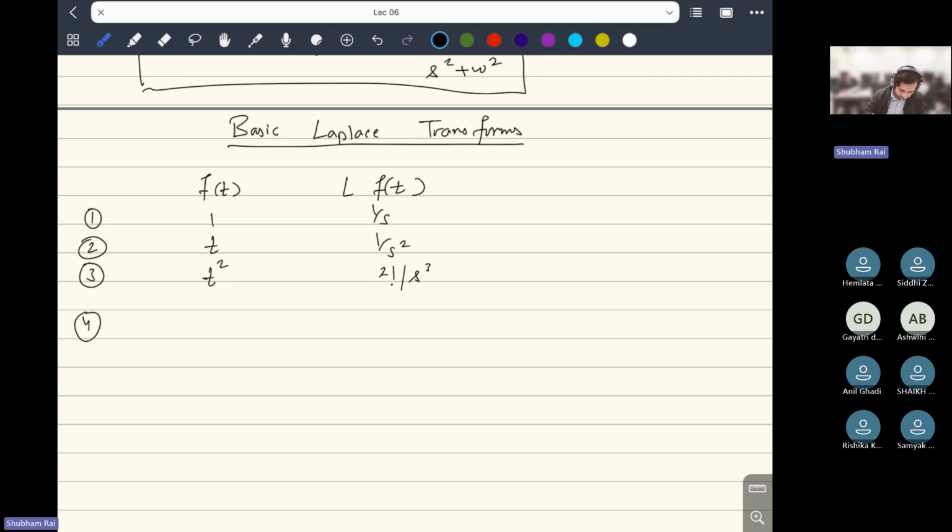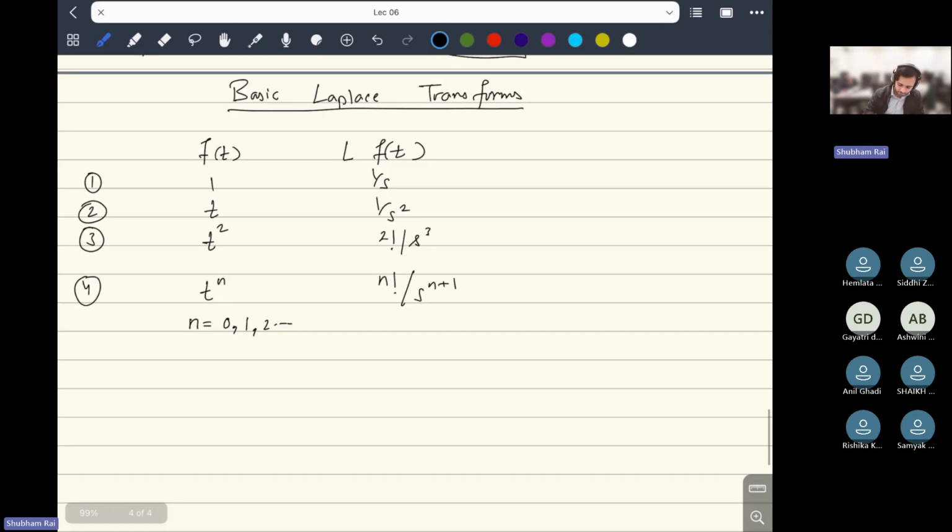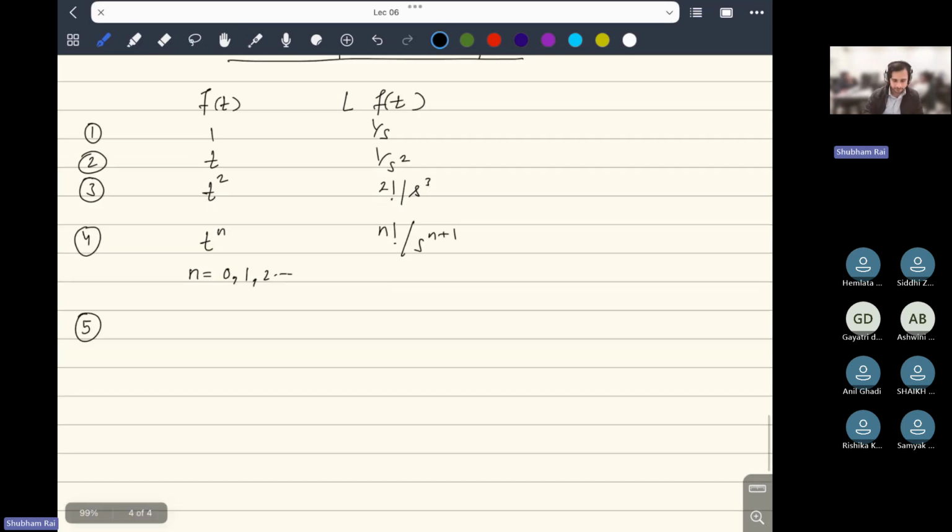And then we have the fourth function, which is t raised to power n. And our n is, let's say, a natural number. So it is going from 0, 1, 2, 3, and so on. Then our Laplace transform will be n factorial divided by s to the power n plus 1. And you can find this table anywhere. It's available in all kinds of books. I'm just writing it for the completeness.